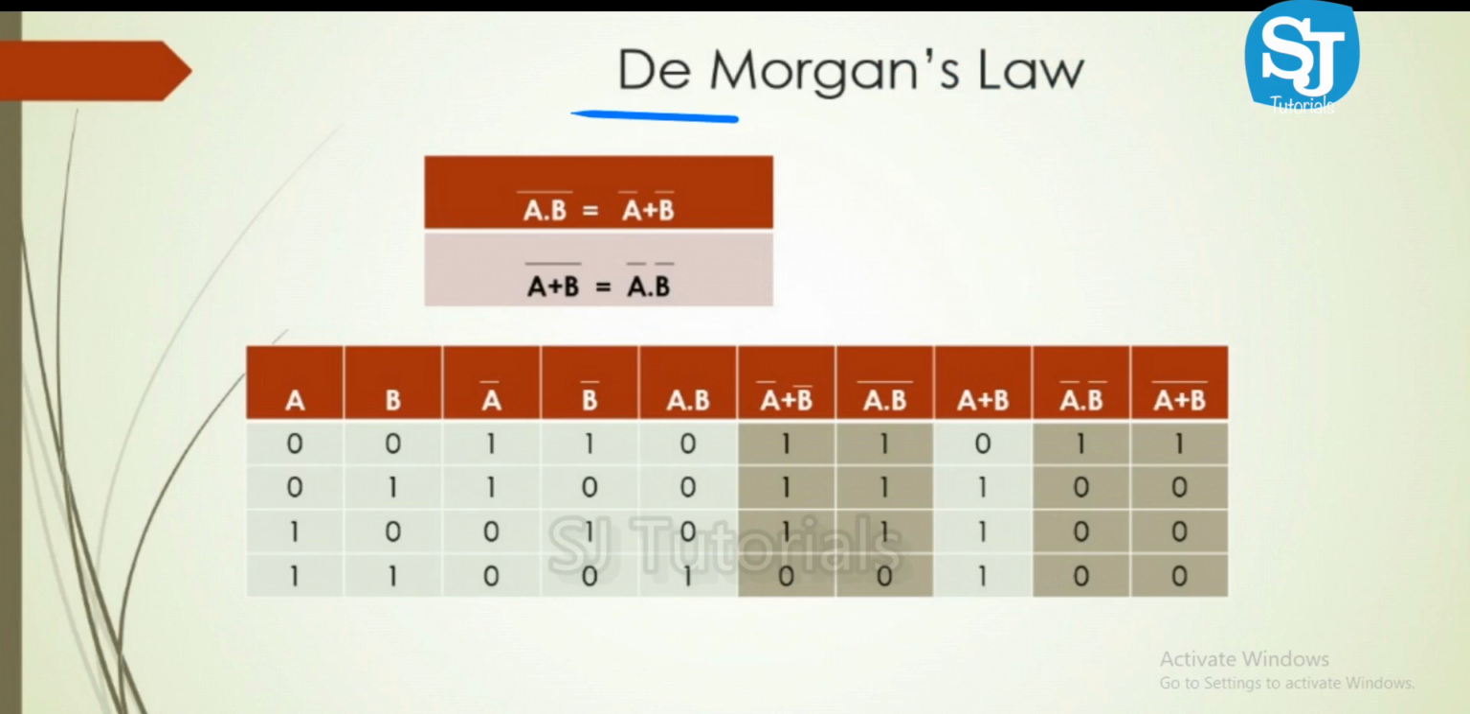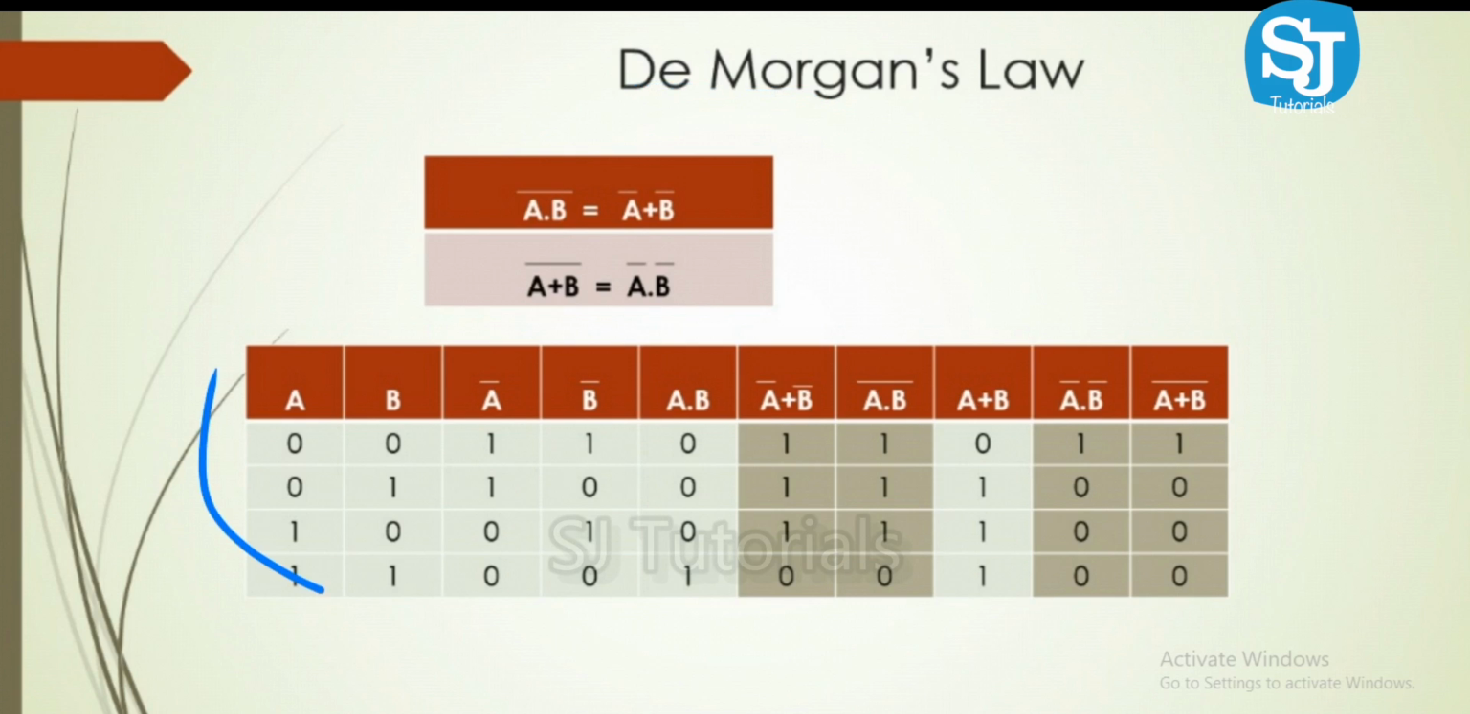Then next, De Morgan's law. De Morgan states that (A dot B) all complement equals A complement plus B complement. It is very, very important in every examination. Two laws are explained in De Morgan's. The first law is (A dot B) all bar equals A bar plus B bar. The second law is (A plus B) all bar equals A bar into B bar. So these are the two laws in De Morgan's law.